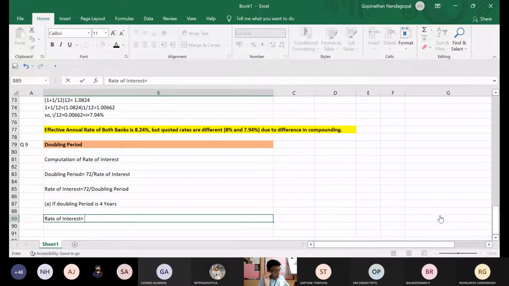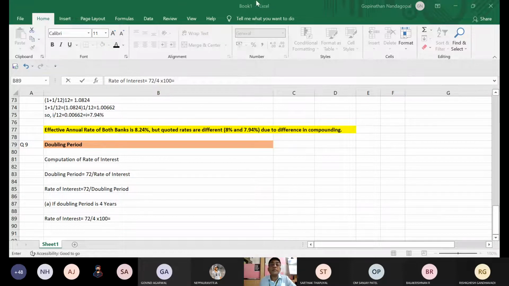So the rate of interest is equal to 72 divided by the doubling period, divided by 4, that is 18, into 100. How much do you get? Because it's a rate. How much do you get? 1,800.